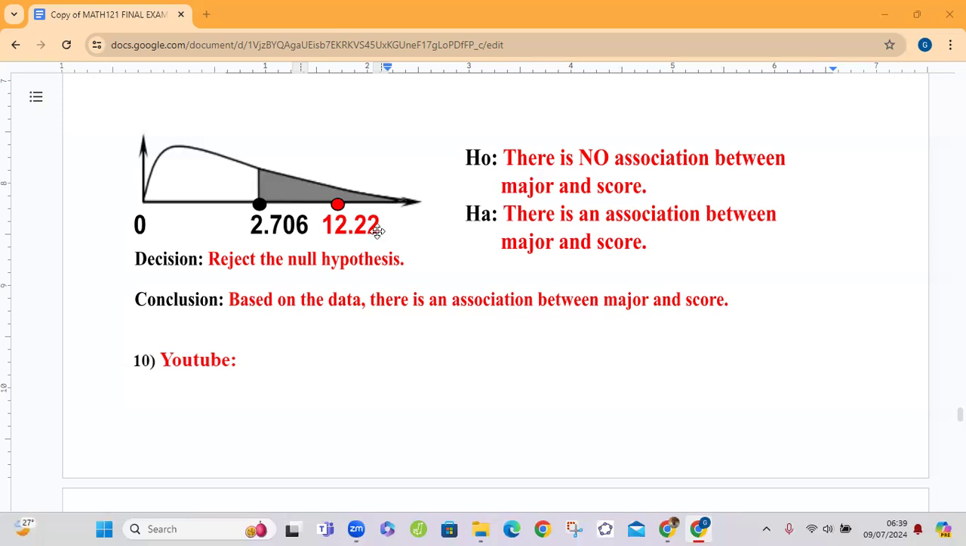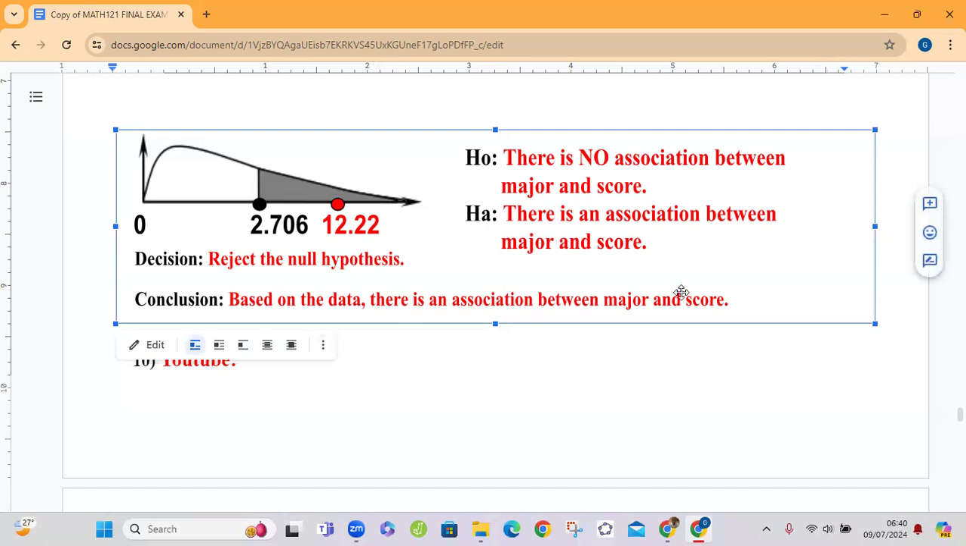Now, since the test statistic is in the rejection region, we have to reject what the null is saying. We have to reject that statement. And since we have rejected the null hypothesis, we are left with the alternative hypothesis, which will be our conclusion. So in conclusion, based on the data, there is an association between major and mathematics score.